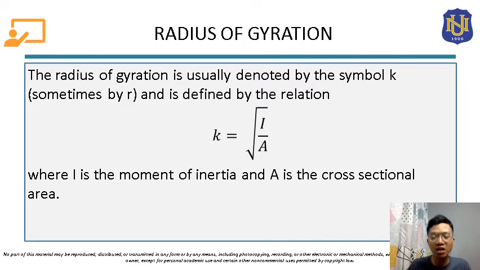So the unit for radius of gyration, since this is a radius, is just length. As you can see here, the unit for moment of inertia is unit to the fourth power, over area, which is unit squared. So unit to the fourth power over unit squared will just be unit squared. If you take the square root of unit squared, it will be just a unit. So that will just be a length.